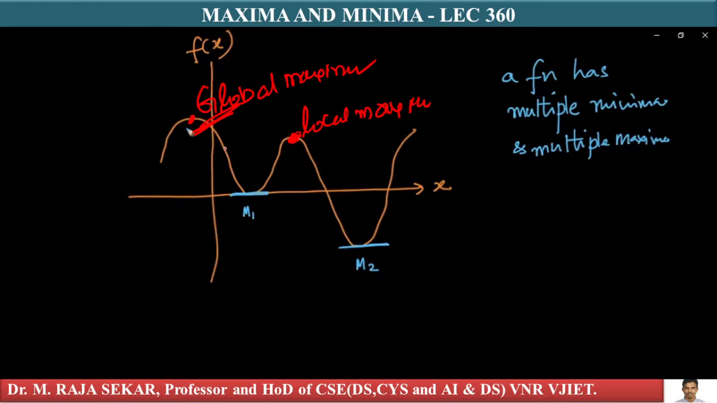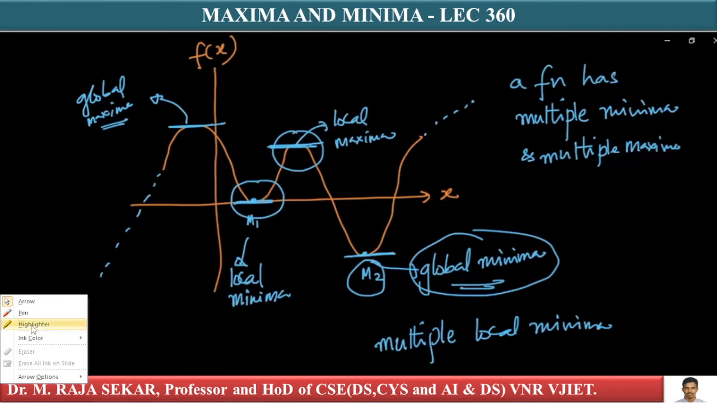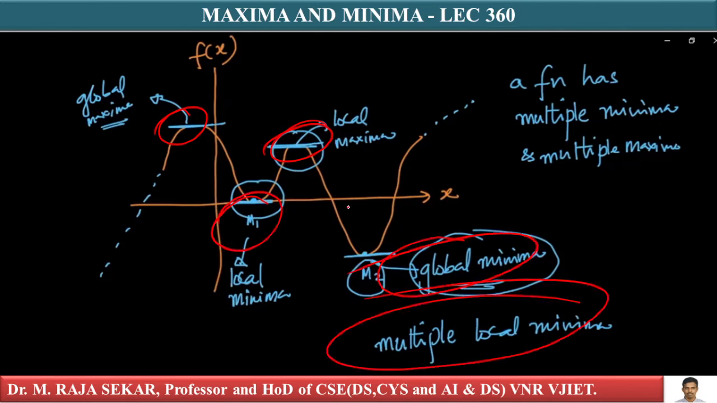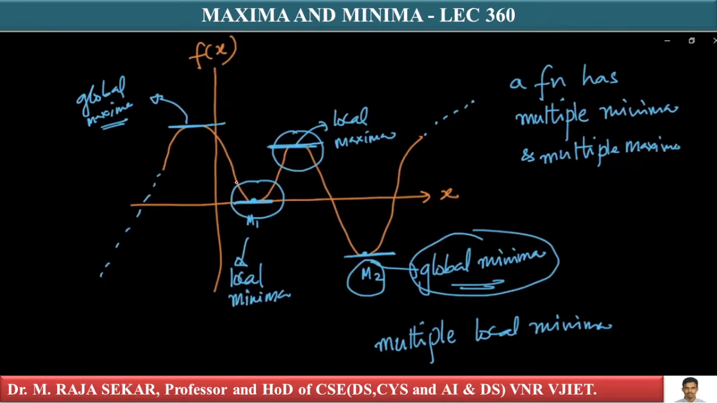Now let's take a slightly complicated example. Let me summarize what it says. Same thing here. This is global maxima. This is local maxima. This is local minima. This is global minima. A function has multiple minima and multiple maxima. Now we will try to understand one simple, slightly more complicated example.